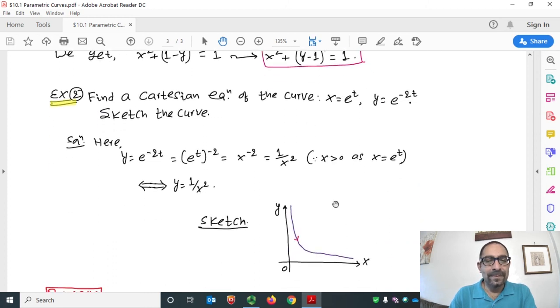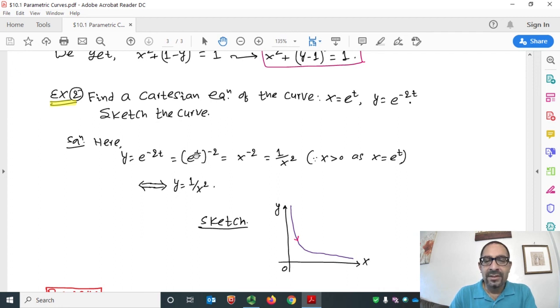Now let's move on. Let's do example 2. Find a Cartesian equation of the curve for the given parametric equations, x equals e to the t, y equals e to the power negative 2t. Now begin the solutions. So here, let's eliminate t. From the second equation, y equals e to the power negative 2t, we can rewrite this as (e to the t) to the power negative 2. I hope this makes sense to you all.